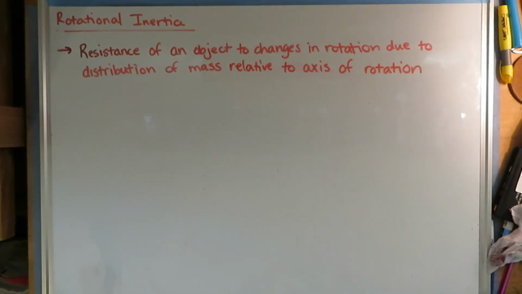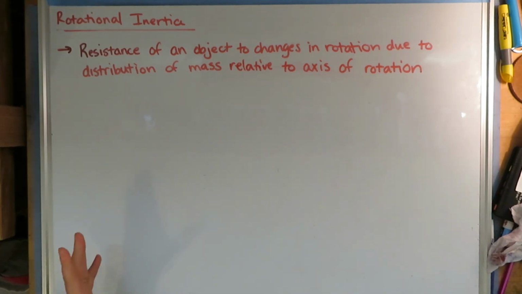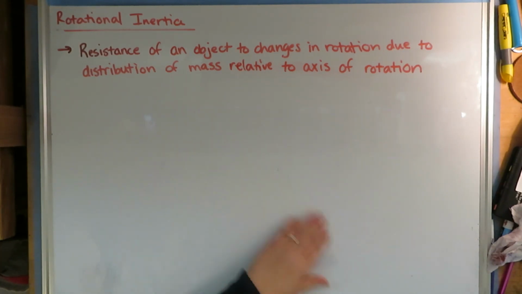So rotational inertia is one of the most important concepts in rotation, rotational dynamics, angular momentum, and so forth. It comes up a lot. And rotational inertia is the resistance of an object to changes in rotation due to the distribution of mass relative to an axis of rotation. That's pretty wordy.